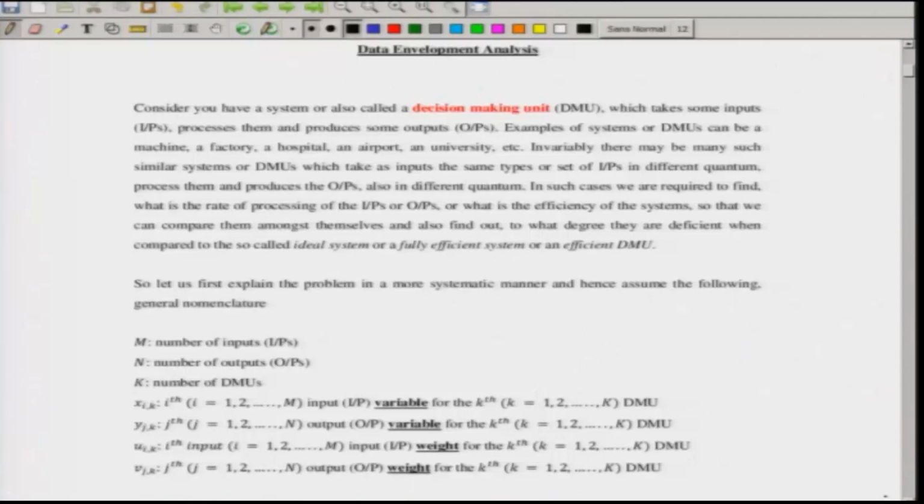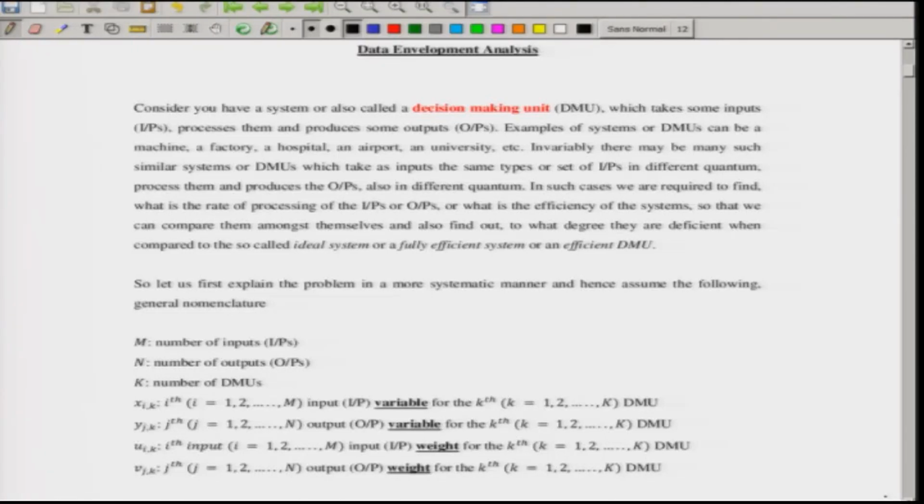in India. So, invariably there may be many such similar systems or DMUs which take as inputs the same types of inputs in different quantum, and give the outputs in different quantum. It may be possible that in some of the machineries which you are utilizing to produce, say for example, different HP motors, some of the DMUs may not produce those motors. So, obviously, we will consider those to be 0 in that case, but we will consider a bundle of inputs and a bundle of outputs as the IPs and OPs.